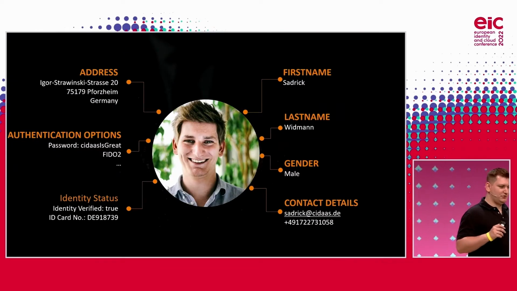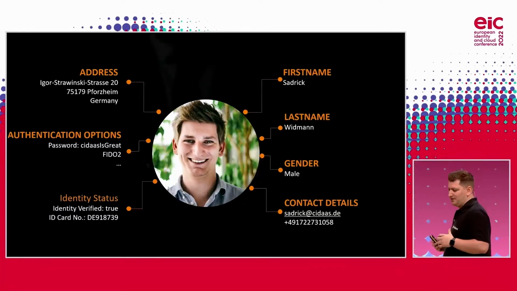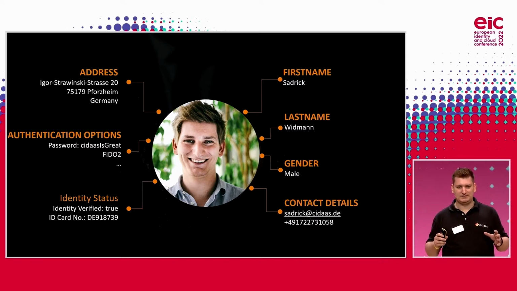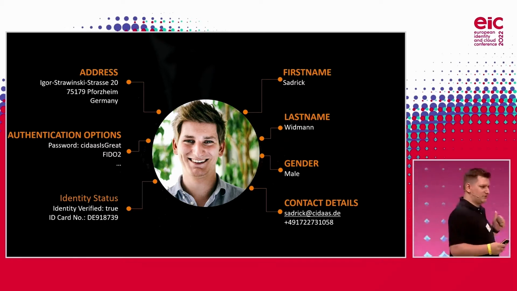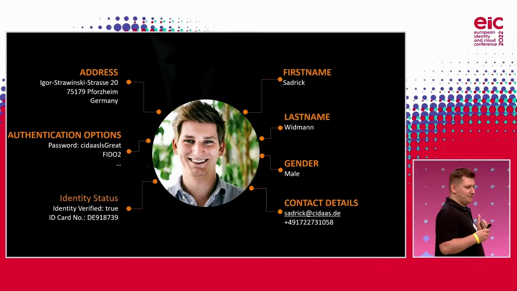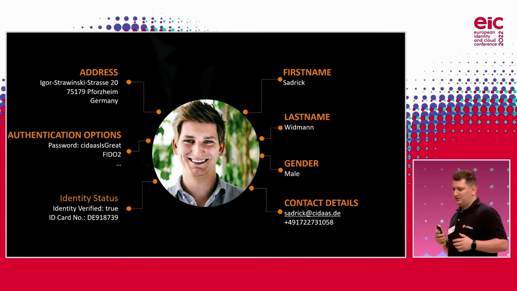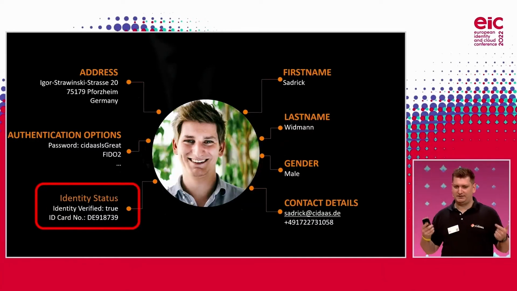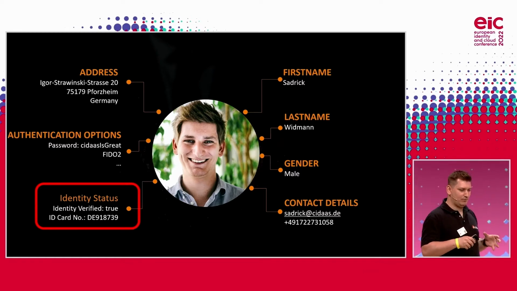If we talk about users, we have first name, last name, gender. We have also contact details like email, mobile number. We have address details, as well as authentication options. That might be old-fashioned, a password like cidaas is great, or it might be more innovative authentication options like FIDO2. But we also have the identity status. So if a user or identity is verified, and maybe user details which are available on the ID document, so ID card number.